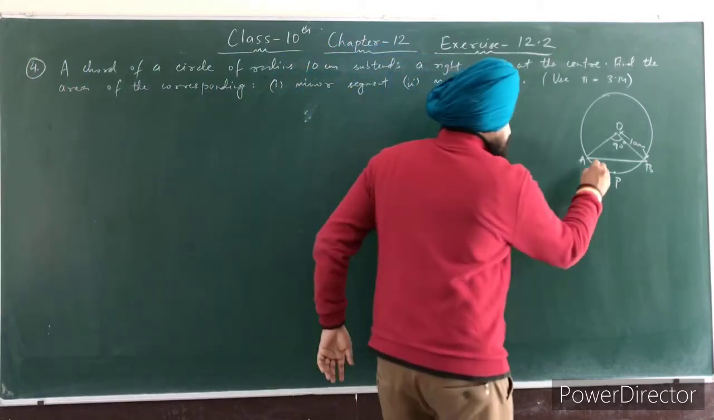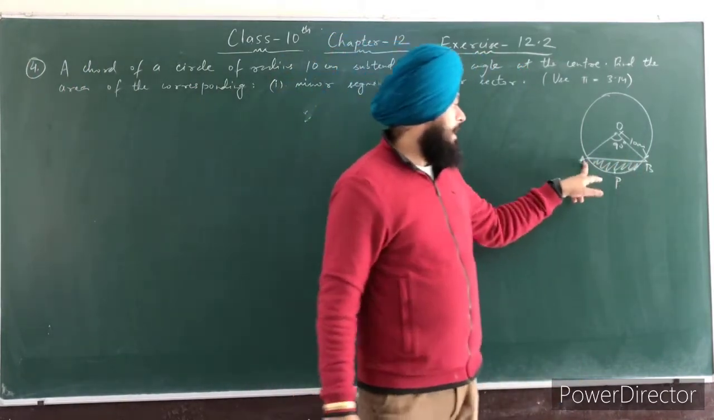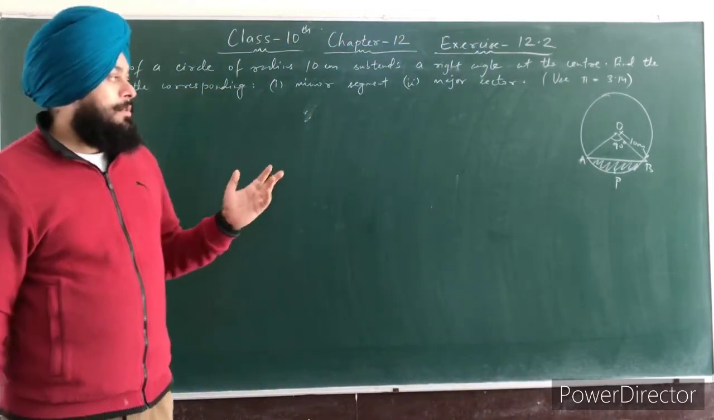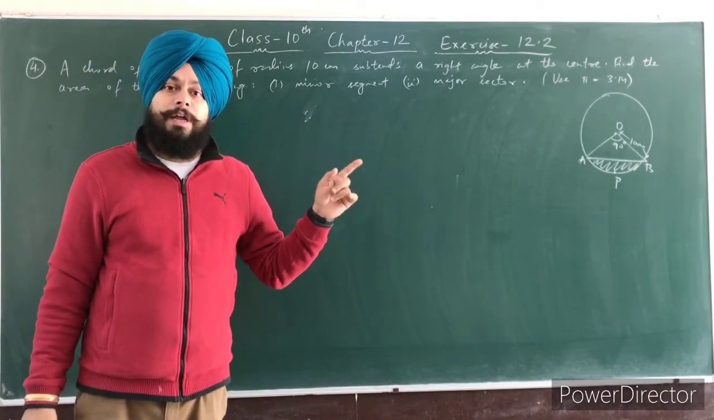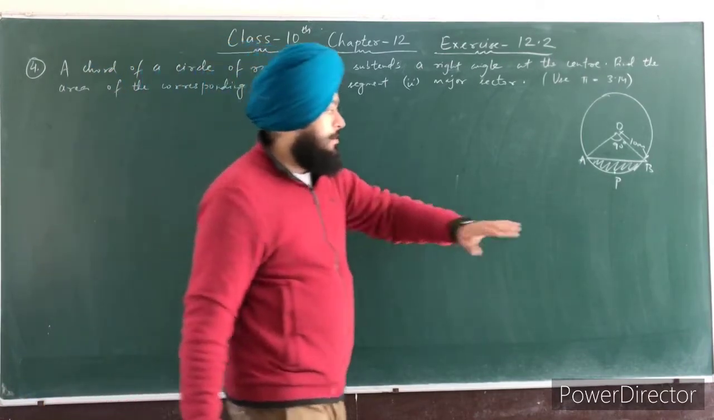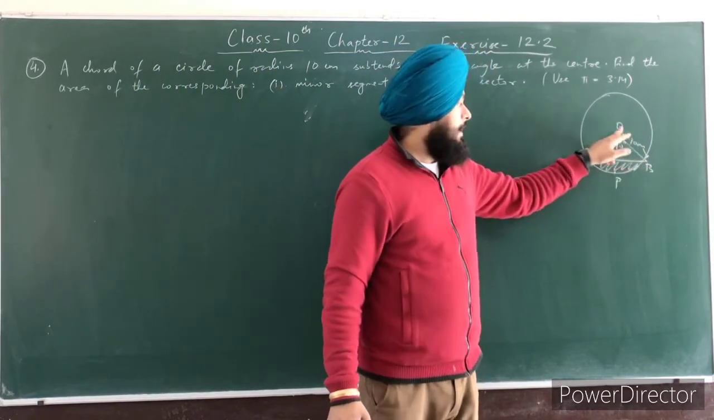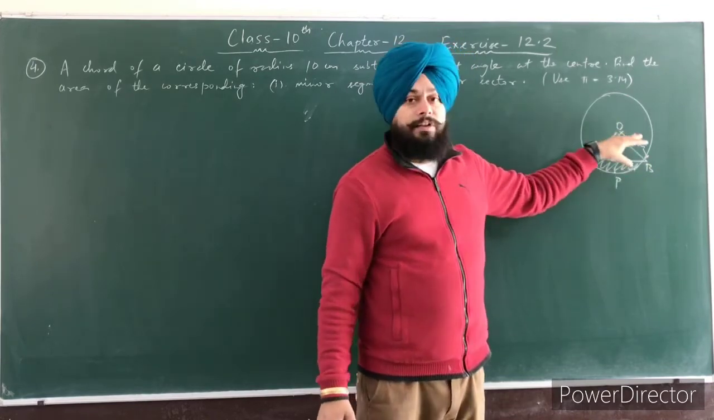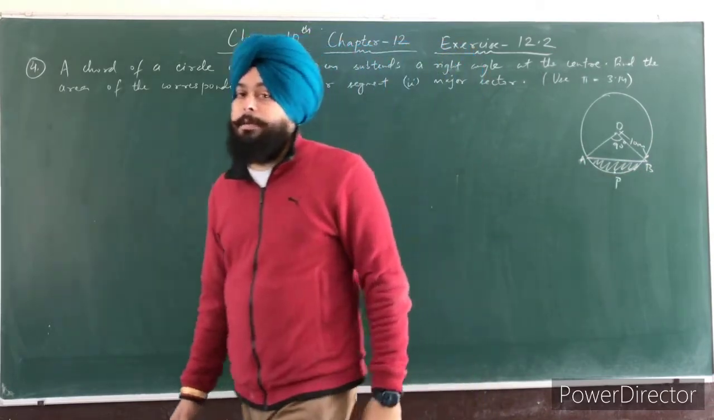So the minor segment is this one. You have to find the area of segment APB. So the area of segment APB is equal to what? Area of sector OAPB minus area of triangle OAB. So first we have to find the area of this complete sector. After that, find the area of this triangle and then subtract area of sector minus area of triangle. We will get the area of the remaining segment APB.